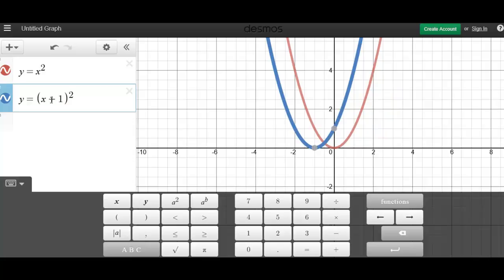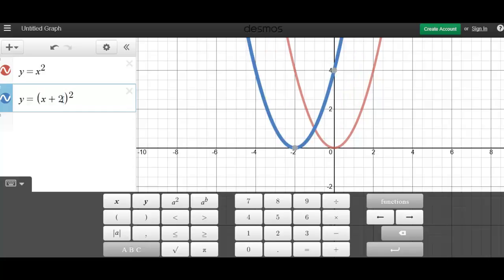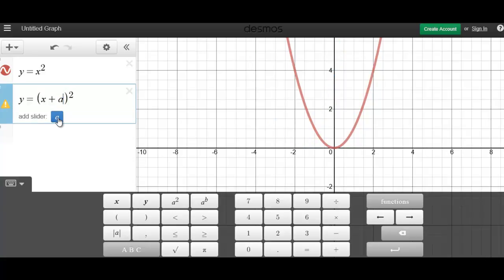Look at the parabola in blue. It has moved 1 place to the left. It's the opposite of what we thought. Okay? So if I make this a 2, it goes 2 to the left. All right? So I just wanted to show you that, well, here, I can even do the slider thing. Remember how I put the A before? I can use a slider. Then you can watch the parabola go.